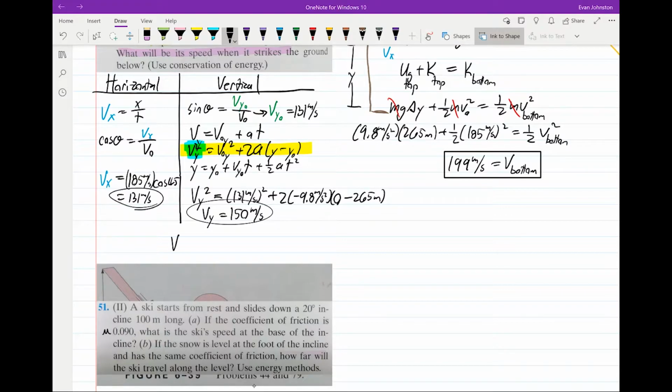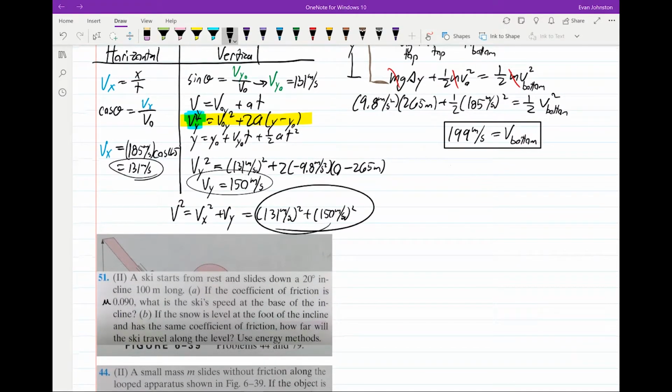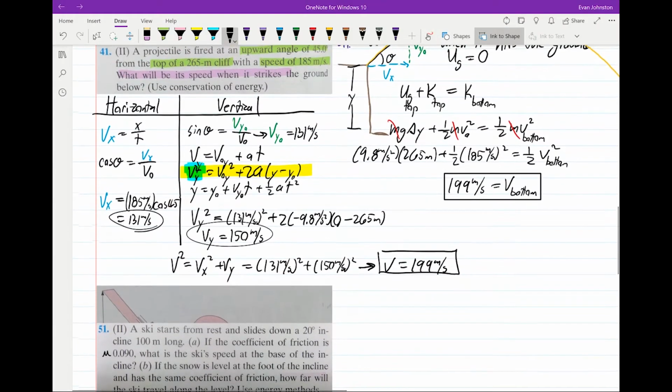So my total velocity is equal to the square root of x squared plus y squared. That becomes 131 meters per second squared plus 150 meters per second squared. I do the math here, take the square root of it all, and that gives me a velocity value of 199 meters per second. We literally got the same answer doing it the method we did in Unit 1.